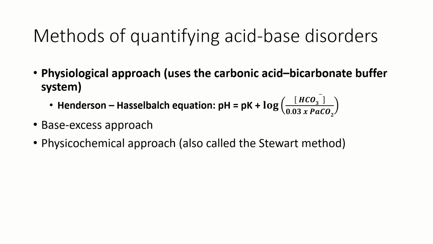There are three methods of quantifying acid-base disorders. The first one and the most commonly used is the physiological approach. It uses the Henderson-Hasselbalch equation. There are two other methods, which are the base excess approach and the physicochemical approach. We are not going to talk about them today.